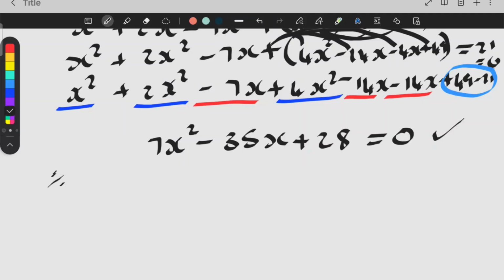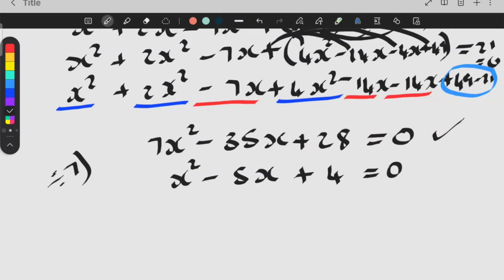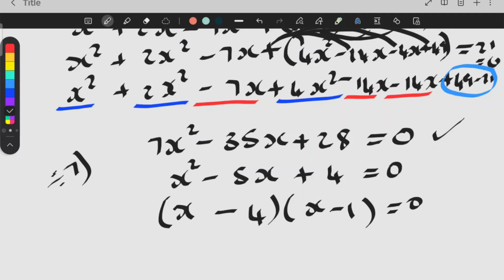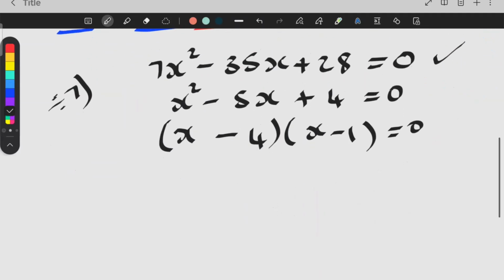So first thing, I'm going to divide every term by 7. So this is x squared minus 5x plus 4 equals 0. Because I want to factorize, I'm trying to make it easier. Then I'm going to factorize. This gives me (x minus 4)(x minus 1), a 4 and a 1, a minus and a minus. So there I have two values for x. I get my x to be 4 or I get my x to be 1.